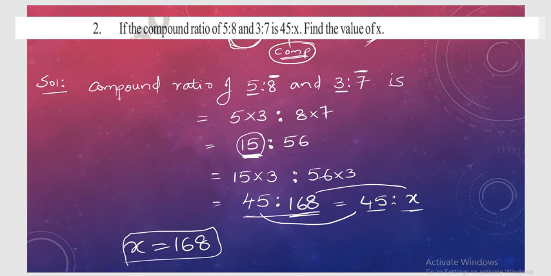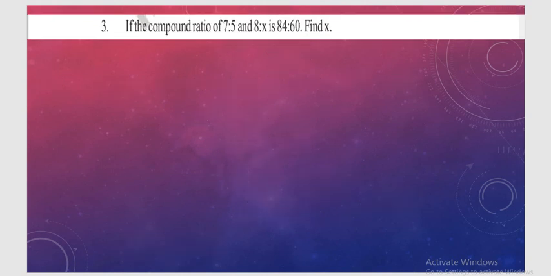So here you need to understand one thing. Here the compound ratio we got is 15 is to 56, but what he has given is 45 is to x. So we need to change this 15 as 45. So how can we change? We can multiply the same constant to both the terms of the given ratio. Then we are going to get the value of x, right? Let's move on to question number 3.